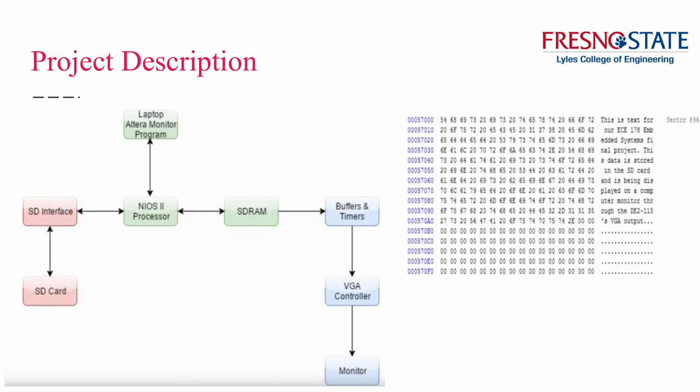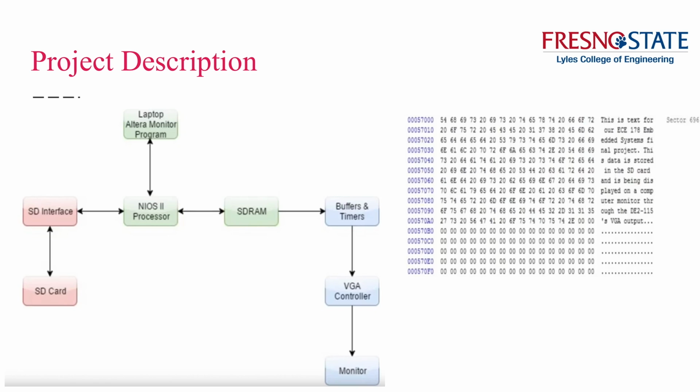And as you can see on the left, back to the block diagram, we take data from the SD card, which is then sent to the SD interface with all those registers and buffers I mentioned earlier. That data is sent to the Nios II processor, and that's being run out of a laptop, which runs the Altera monitor program, and then it's connected to the FPGA board using the DE2's USB Blaster.